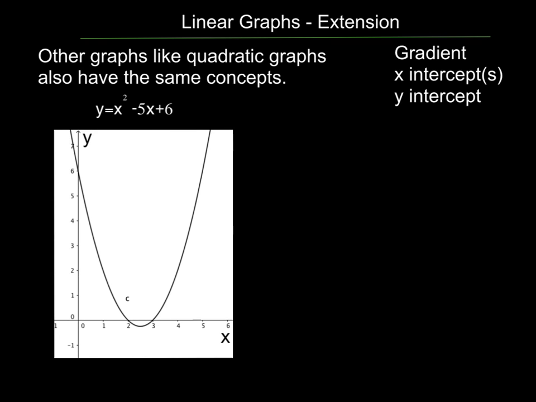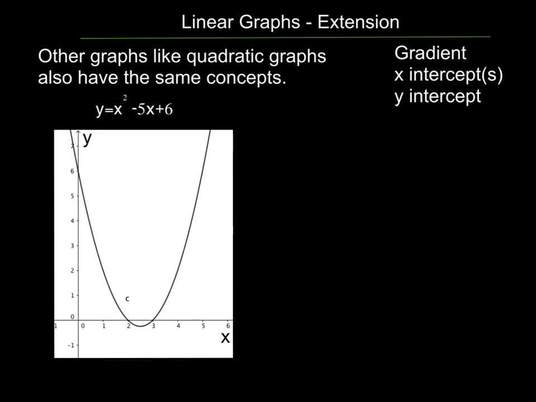Here I have an equation, y equals x squared minus 5x plus 6. It's a quadratic graph because it's got an x squared. It also has an x term and a constant term. They don't stop it being a quadratic. It's the x squared that's the important part because it's the highest power of x that's in the equation.